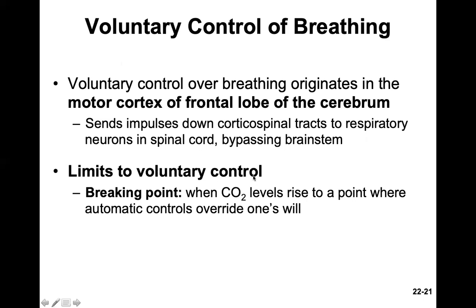So, limits to the voluntary control. When your carbon dioxide levels rise to a certain point, then your autonomic or automatic controls will override your own personal controls. So if you hold your breath for too long, or if you breathe too fast for too long, eventually as your pH levels start to rise or lower, your body will switch from your voluntary control, you doing that on purpose, to that automatic control so that your body can actually maintain your pH.